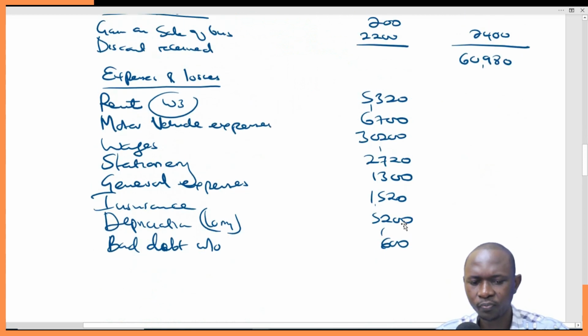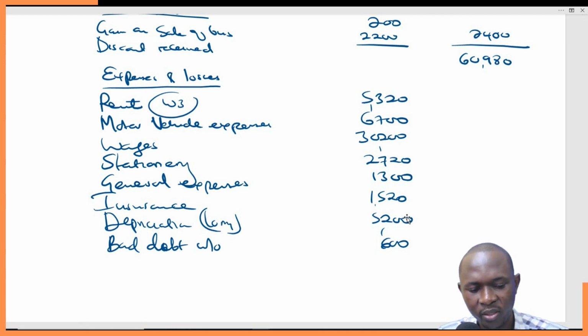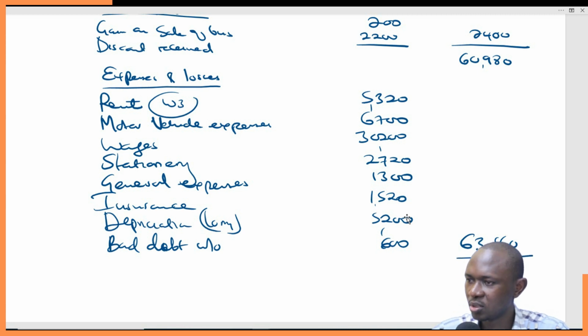get the total. This will be 5320 plus 6700 plus 3200 plus 2720 plus 1300 plus 1520 plus 5200 plus 600. This gives us 63,560. This is almost a loss.